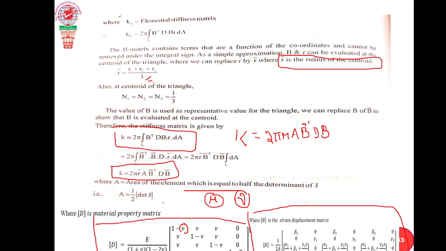Next. And B bar, with this one only, that is the same for the D matrix, and the B matrix will not change. At the centroid of the triangle, shape functions N1 equal to N2 equal to N3 will be 1 by 3.